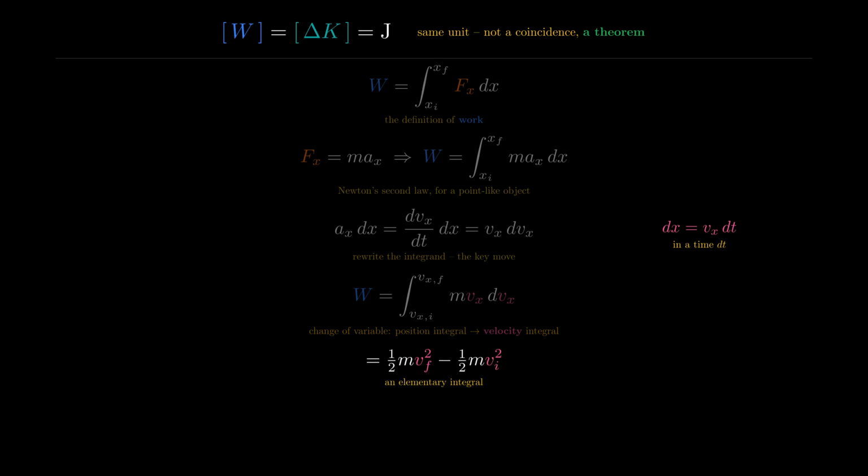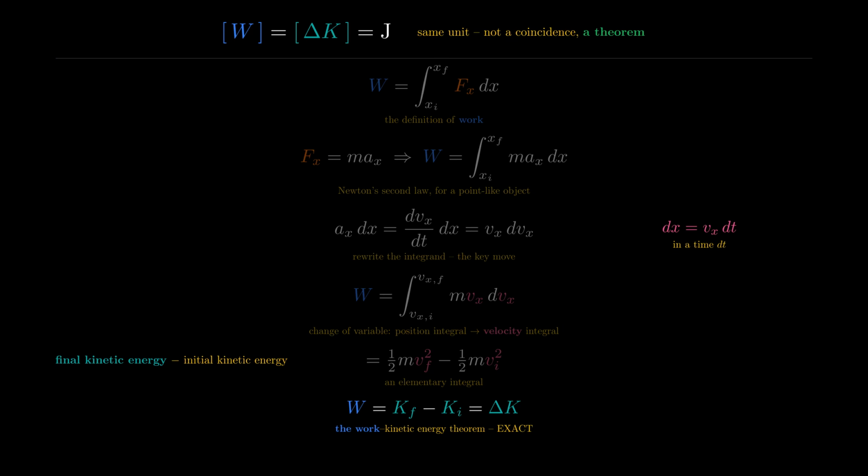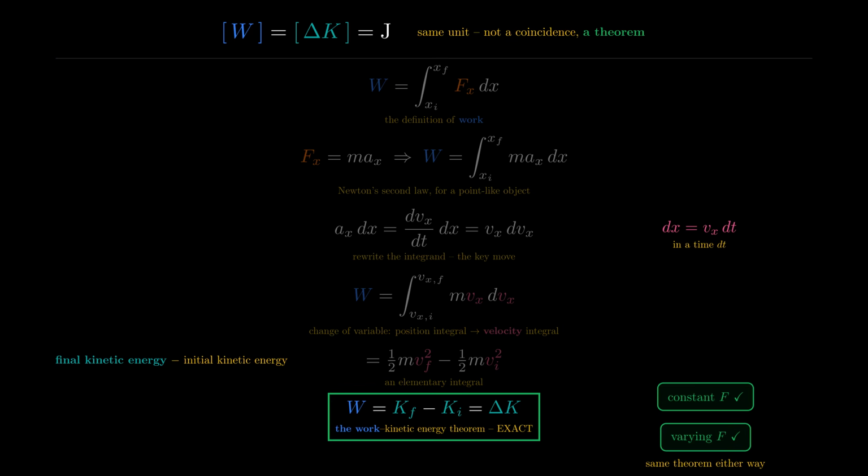That integral is elementary: 1/2 mv_f squared minus 1/2 mv_i squared. The right side is the final kinetic energy minus the initial kinetic energy. So W equals K_f minus K_i, which is delta K. This is the work-kinetic energy theorem. It is exact, an identity that follows from Newton's second law and the definition of work, valid whether the force is constant or varying. One caution: the W in this statement is the work done by the total force, every force acting on the object, summed before you integrate.